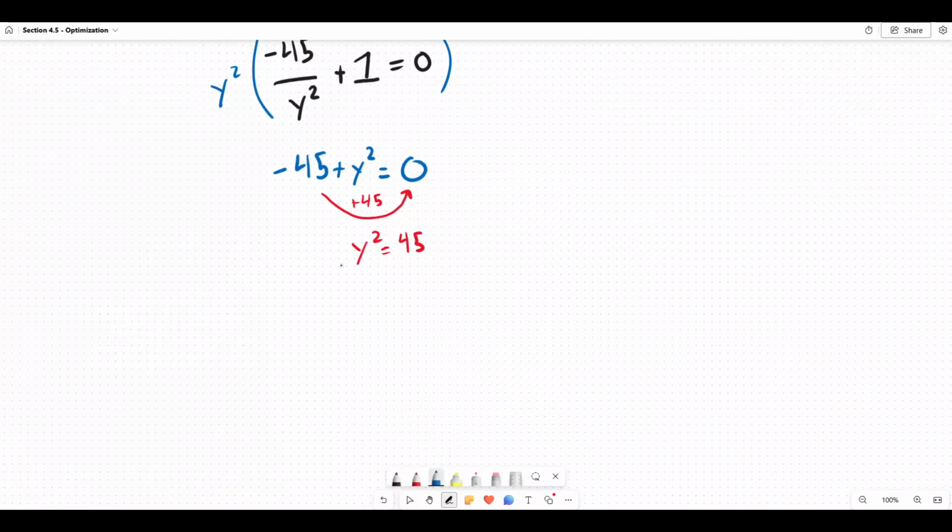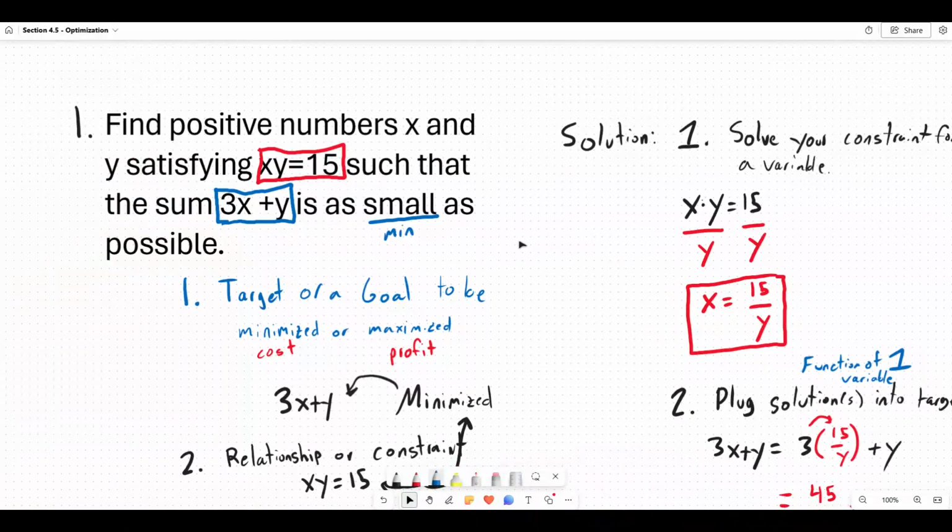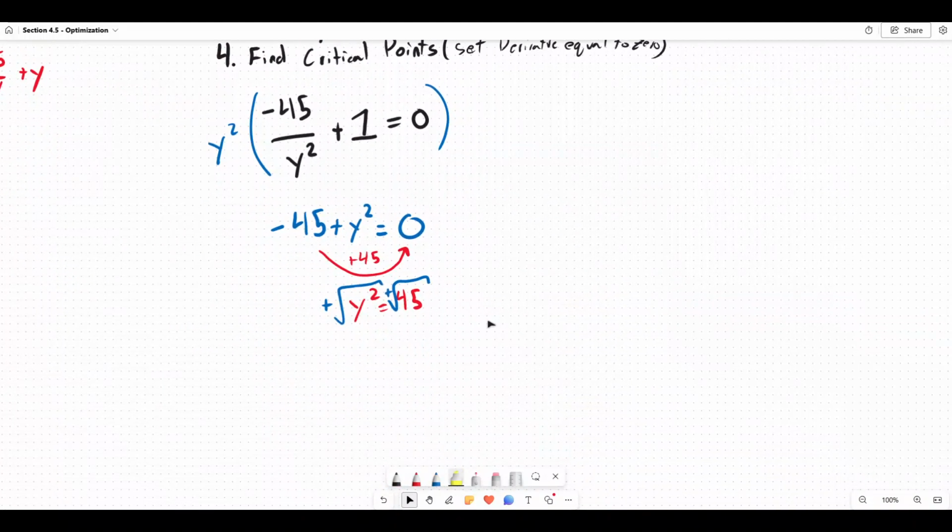Or by doing a square root. Now, keep in mind, we're only going to take a look at the positive square root. Why? Taking you back over here. Remember, at the very beginning, it says find positive numbers. So we know x and y are both going to be positive. In this specific circumstance, we can ignore the negative. That's not always true, but in this circumstance we can.